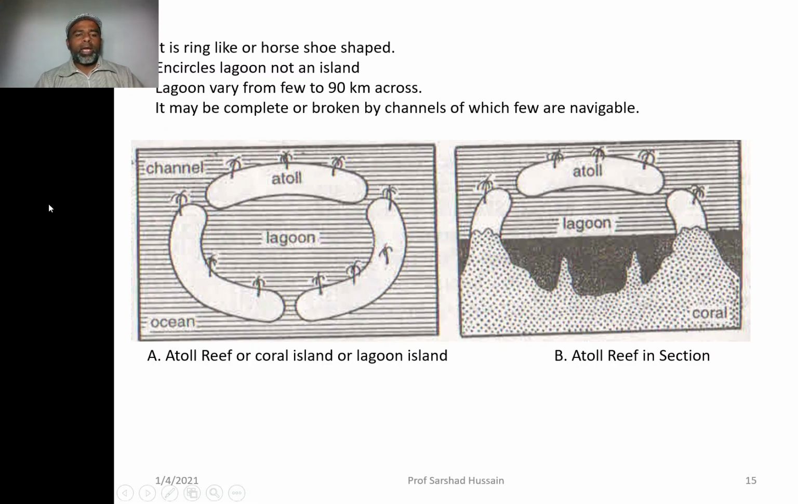Then the third type is the atoll. What happens if there is no island inside? So only the reefs are present, and the whole lagoon is present. Reefs are encircling the lagoon. These reefs may be continuous or may be broken in between, thus making a continuous connection with the rest of the ocean. This is called atoll reef.